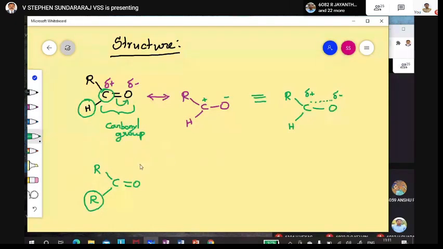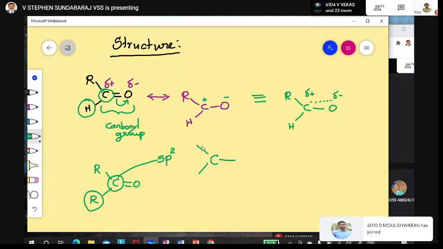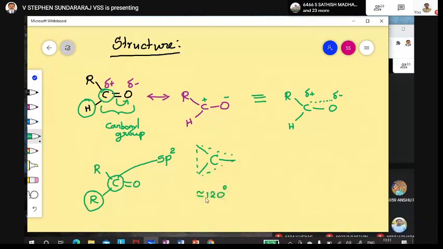This carbonyl group has a polarity. What is the reason? First of all, the carbonyl carbon in both cases is sp2. Once it is sp2, you know it has a triangular planar shape, and the angle will be approximately 120 degrees. Why approximately? Because all three valencies are not the same. Here one bulky group R, here one H, or sometimes in ketone again R, and here a double bond O. So definitely exactly 120 we cannot expect. It may be very close to 120 degrees. This is about the structure.